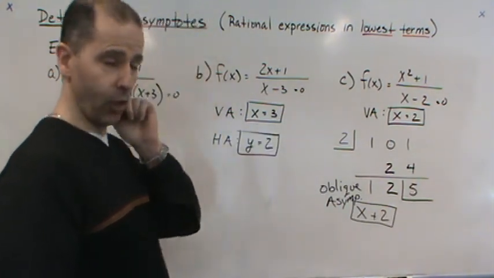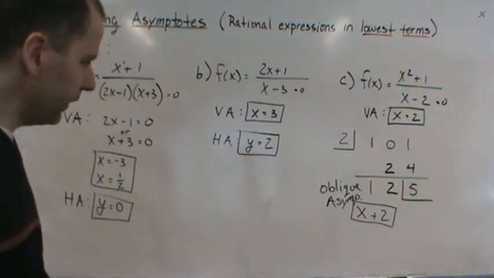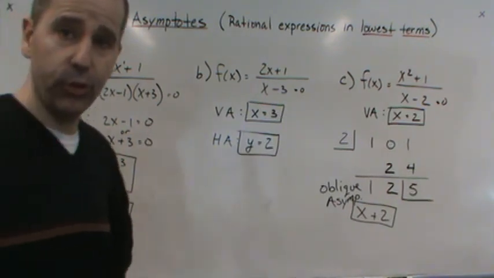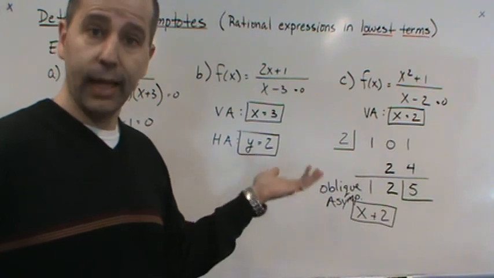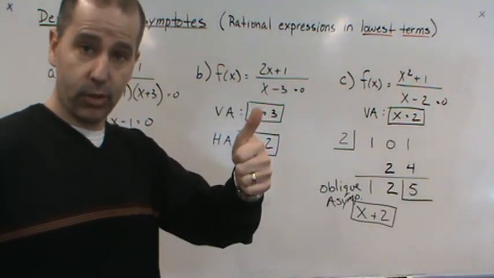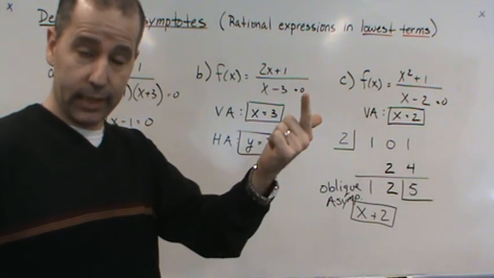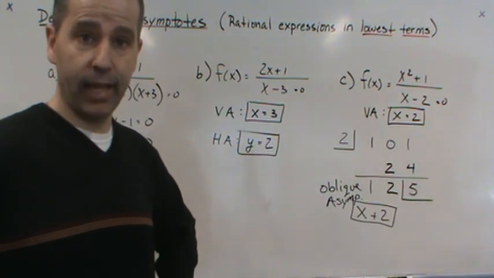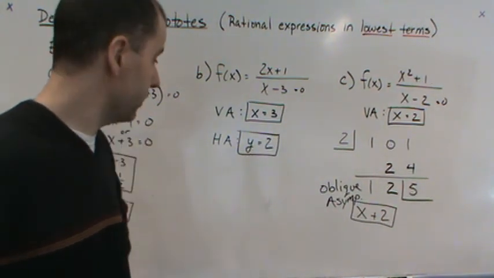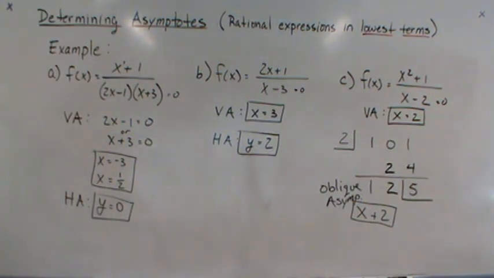So that's how you use these techniques to determine whether you have a vertical asymptote and what it is, horizontal asymptotes and what they are, or an oblique asymptote and how to find it. And that's it. Again, practice these, and if you have any questions, let me know. Have a great day.